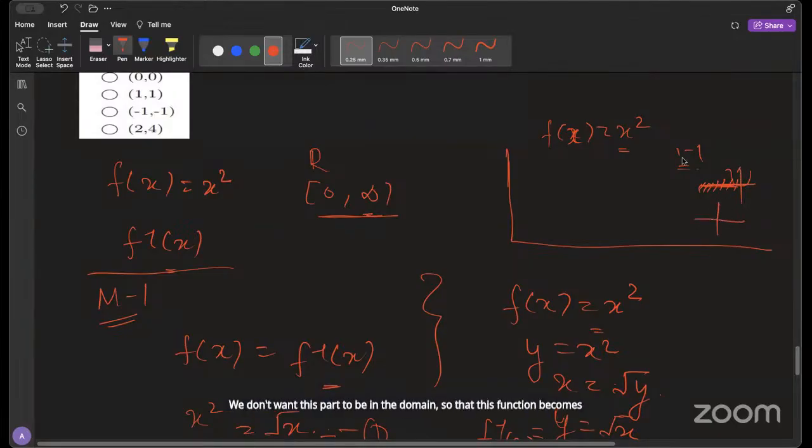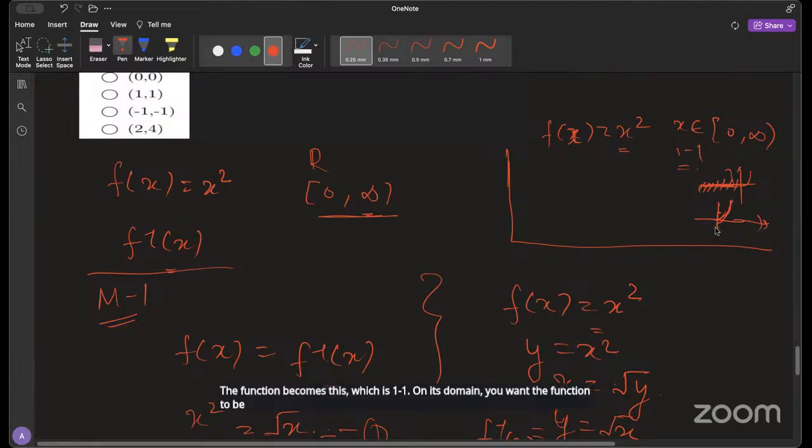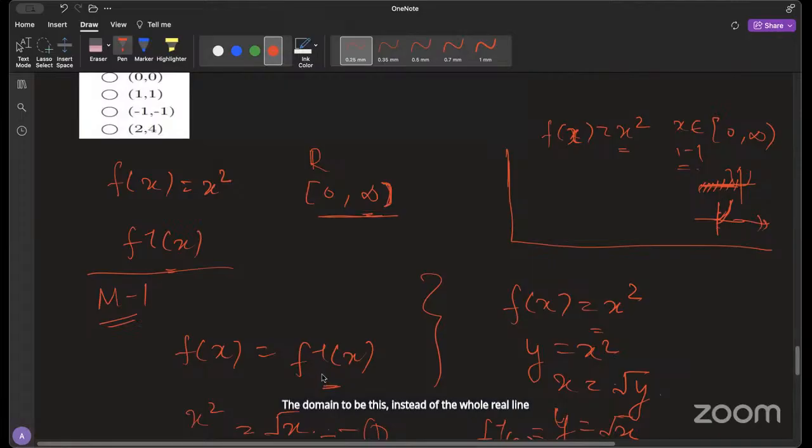Now when you take x to be in [0, infinity) only, the function becomes this, which is 1-1 on its domain. You want the function to be 1-1 on its domain. It's 1-1 on 0 to infinity only. That's why we've defined the domain to be this instead of the whole real line, because we're dealing with the inverse of this function, and for that we want the function to be 1-1.